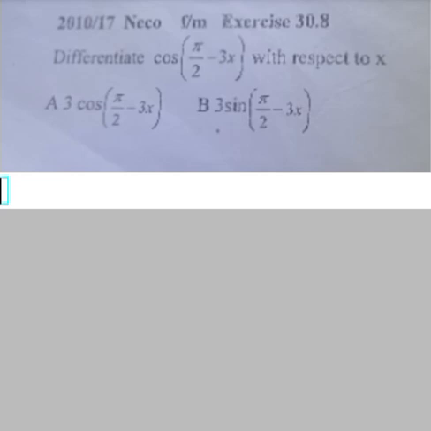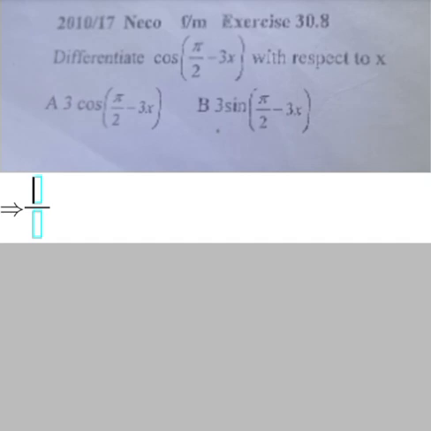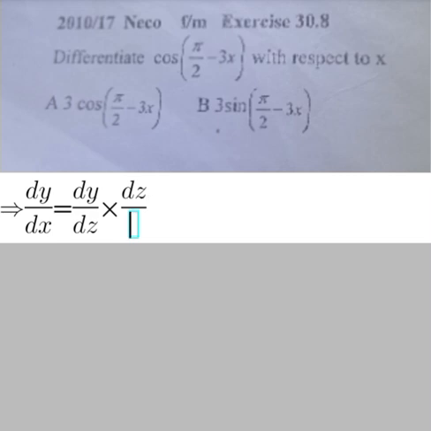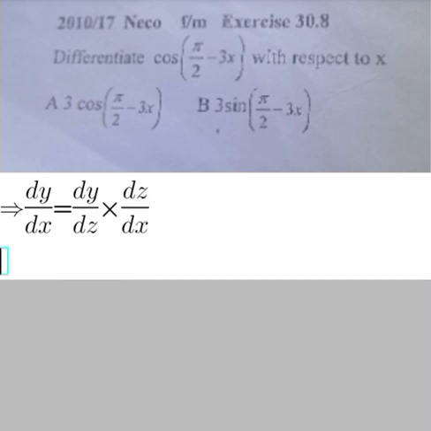Let's dive into it. So, of course, when we have complex questions like this, what we use is the chain rule. We use the chain rule to solve complex functions we are asked to differentiate. So now the chain rule is dy over dx is equal to dy over dz times dz over dx. Yeah, so this is what we call the chain rule in calculus and differentiation.